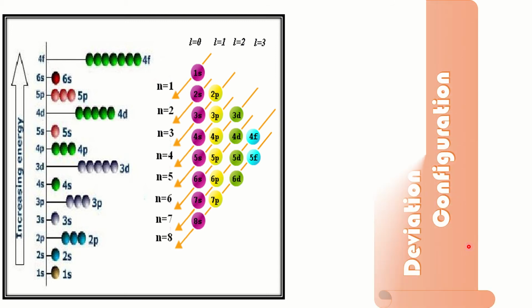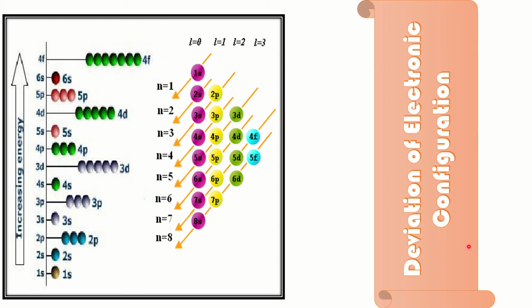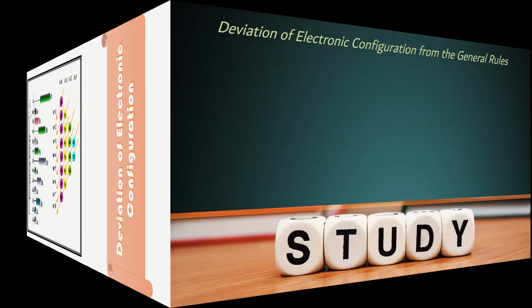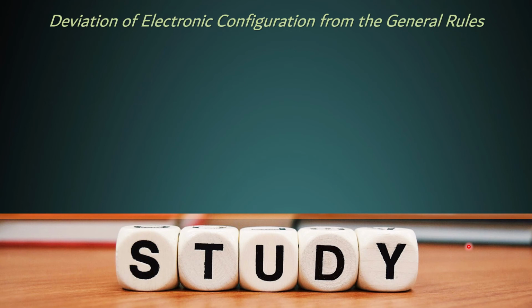Normally, most of the atoms follow these principles for writing electronic configuration, but there are few atoms which do not follow the rules. So, today our topic is deviation of electronic configuration. Now, deviation of electronic configuration for Pauli's exclusion principle.